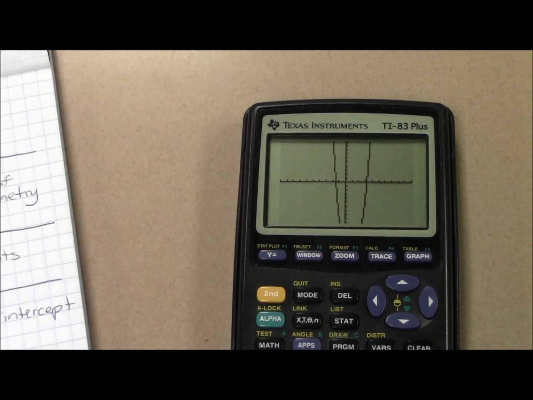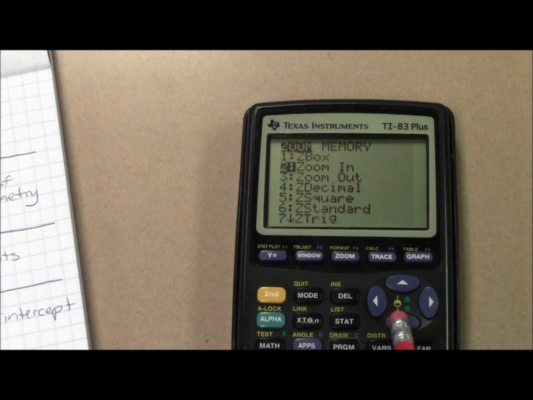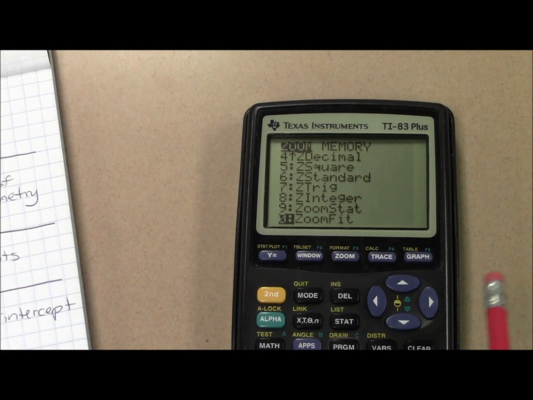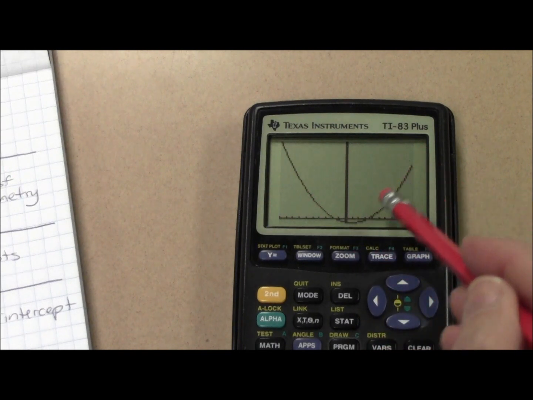So what we can do with this is you can try the zoom fit option. The zoom fit option should put your parabola completely on the screen, or at least close enough that you can do a minor adjustment in the window. So let's try zoom, and in this case we're going to move ourselves all the way down to 0. It goes 1, 2, 3, 4, 5, 6, 7, 8, 9, 0, and that's the zoom fit option. And when you hit that, what we notice is it regraphs, it changes the scale so that you can see the entire parabola.